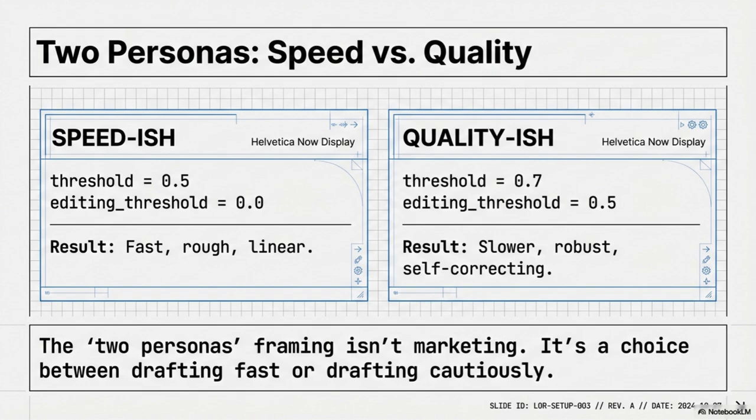Now, heading 8.3 editing threshold. The article calls this the coolest knob. This is the game changer. I'd call it the humility knob. The humility knob. Yeah, I like that. If you set this to 0.0, the model is arrogant. Once it drafts a word, it assumes it's right and never looks back.